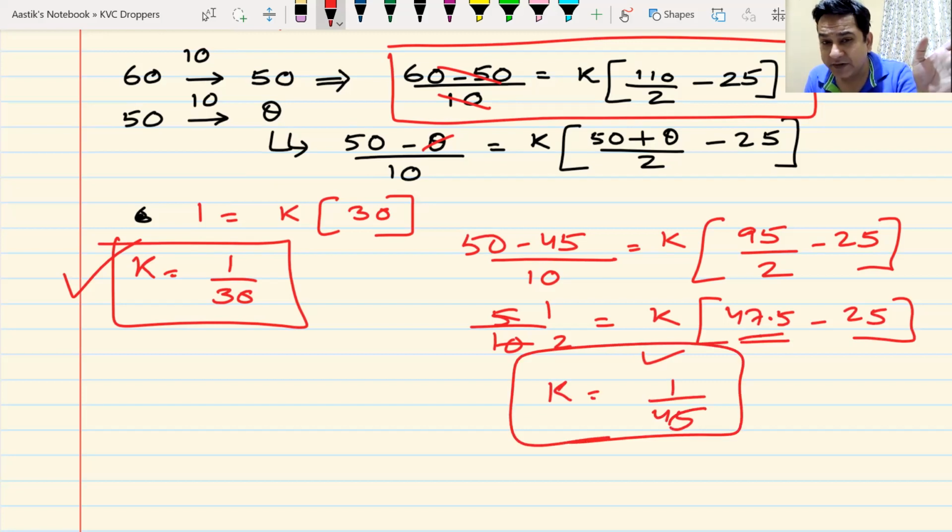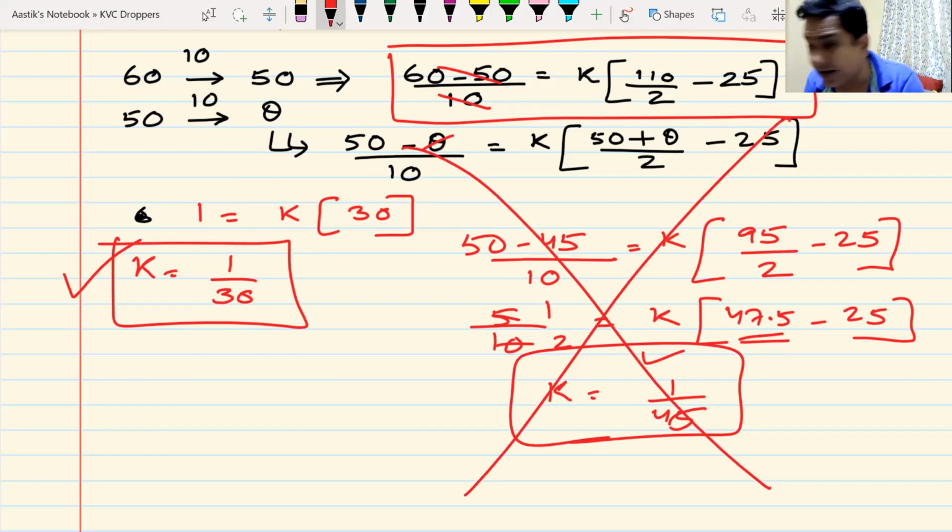From 1 I am getting the value of k as 1 by 30. From the other equation I am getting the value of k as 1 by 45. So obviously whatever I have put in equation number 2 is not correct. So 45 cannot be the correct answer. The only correct answer that is possible is 42.85 or whatever option. Do you understand how I have, instead of solving for theta, put the value of theta and got to the answer?